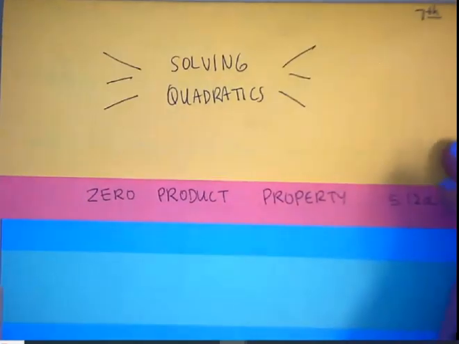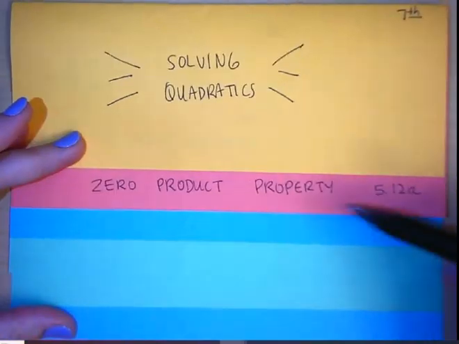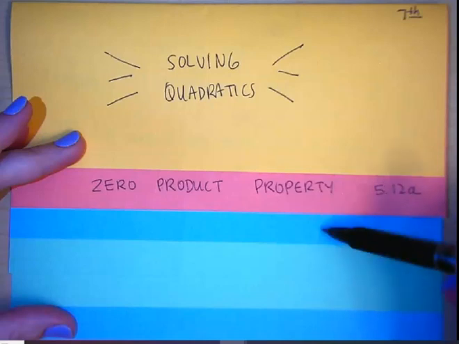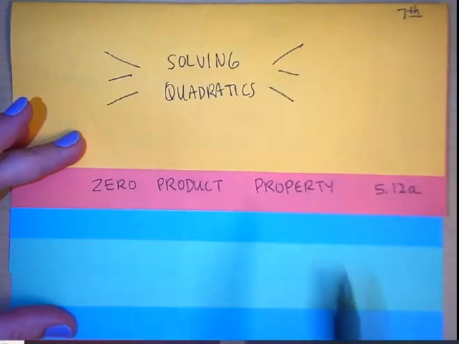Okay, this is the second video for our foldable. This is the tab we did yesterday, zero product property, and we are going to work on the next two today. So we're going to start by just labeling these tabs.